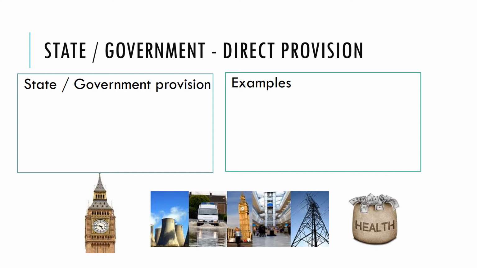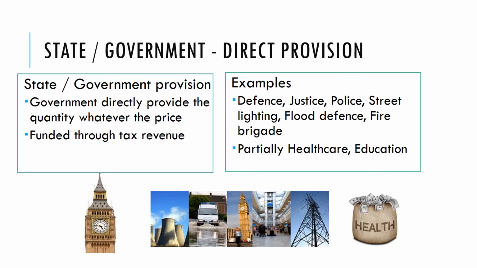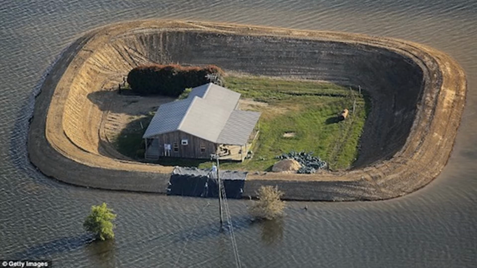Now we're moving on to what's known as state or government provision. This is when the government provide a service directly themselves, funded through tax revenue. This is associated with solving the problem of public goods. Examples would be defence, the army, the justice system, police, and to a certain extent healthcare and education. The government take tax revenues, and to avoid the problem of free riders, they provide the service directly themselves, so no one is really paying in the normal sense of a market transaction. For example, flood systems.